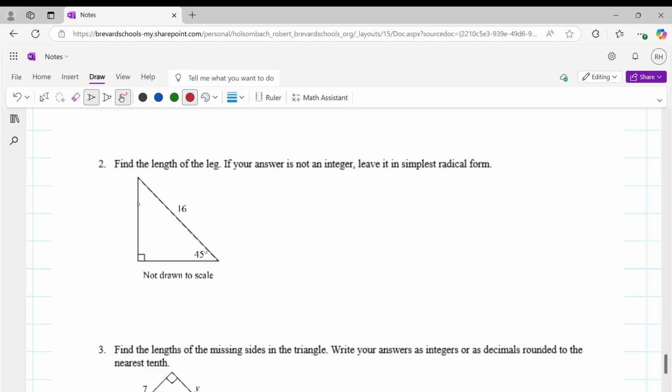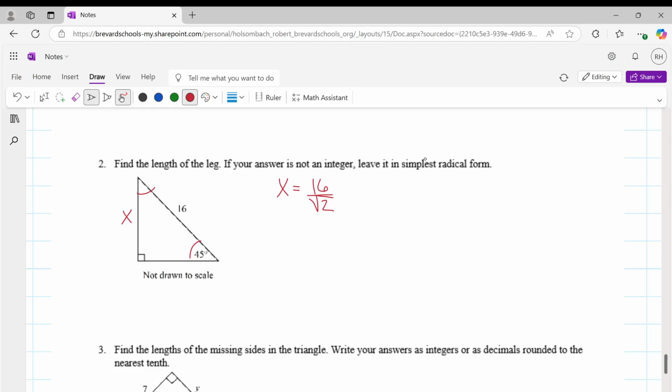In problem number 2, you're asked to find the length of the leg. If your answer is not an integer, leave it in simplest radical form. So we've got a 45, 45, 90 right triangle again. So the length of one of these legs, you can put an X here. X is equal to the hypotenuse divided by the square root of 2.